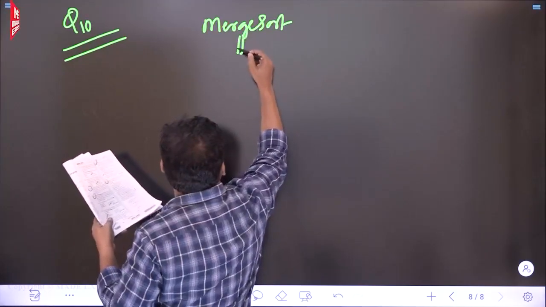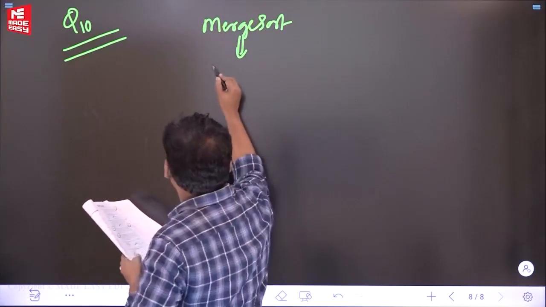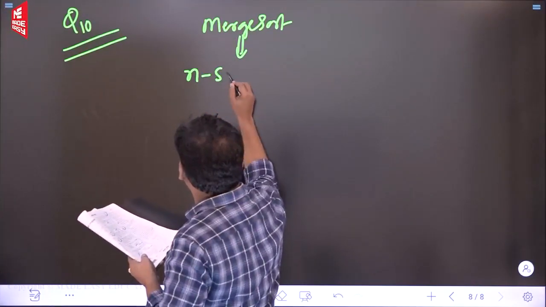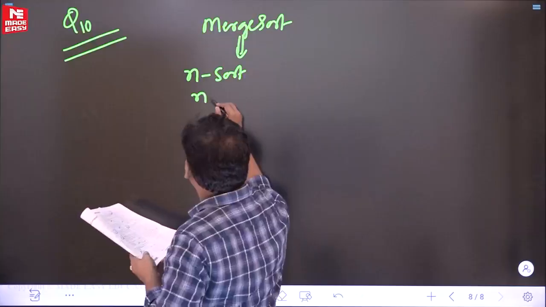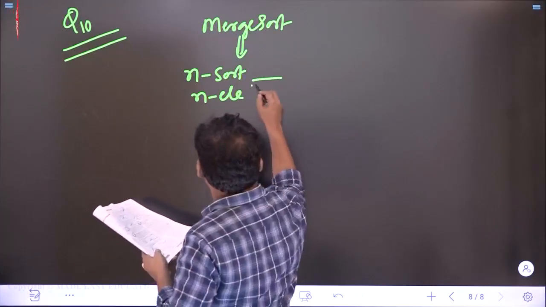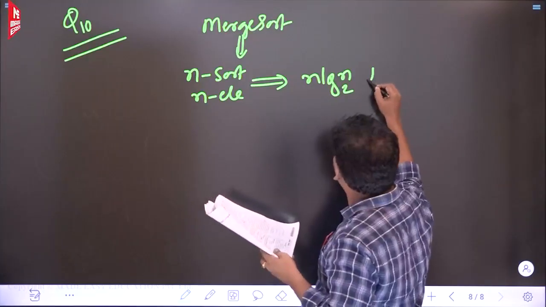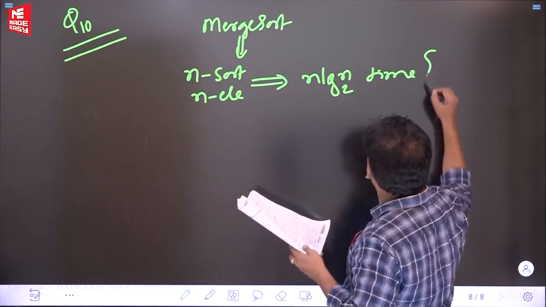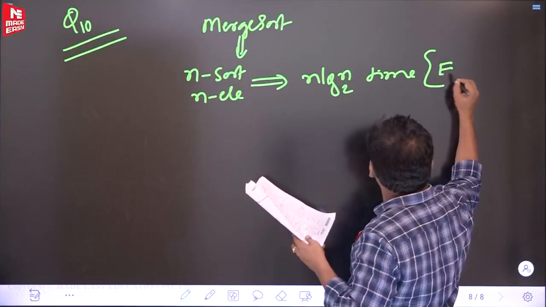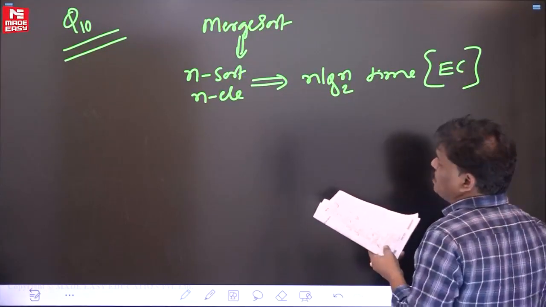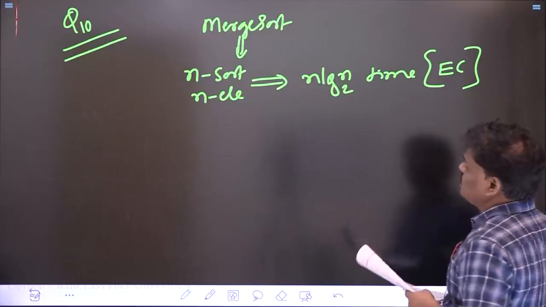I am writing here. See, major line, I am writing. Using merge sort to sort n elements, how much time will it take? n log n base 2 time it will take. Which case? Every case. He is asking worst case, but the interesting thing is every case is the same. If he says best case, the answer is the same. If he says worst case, also the same answer.